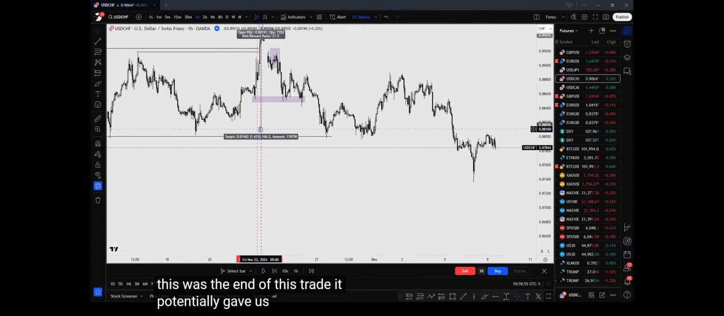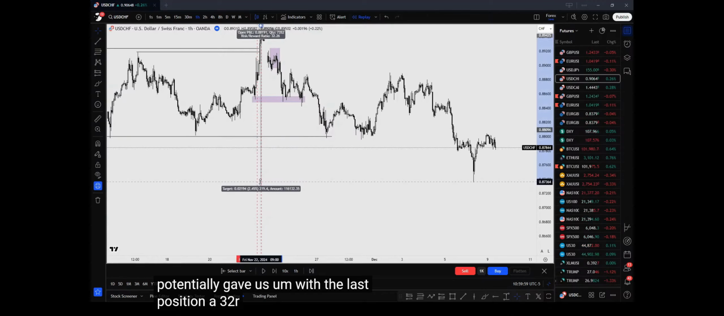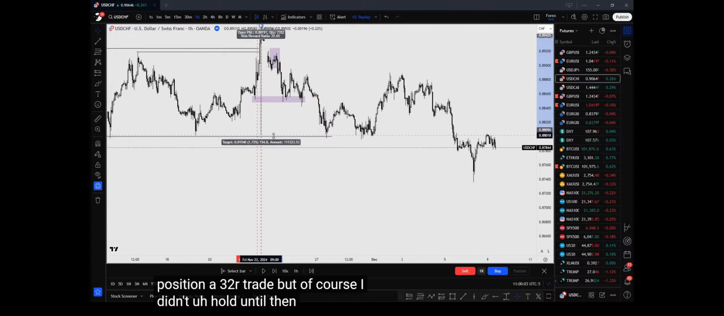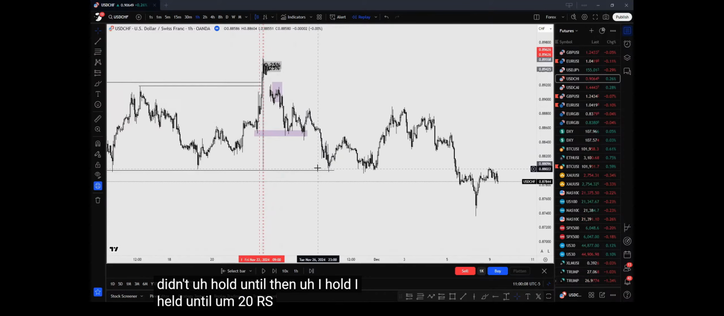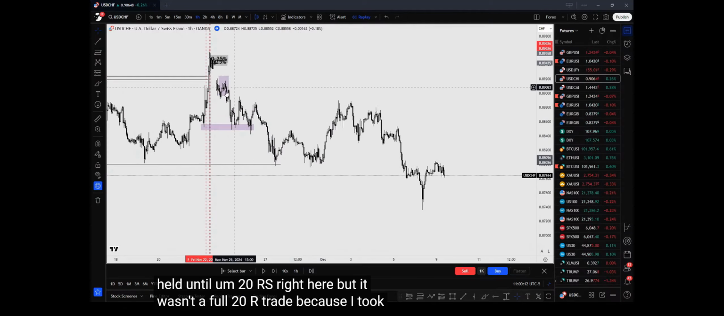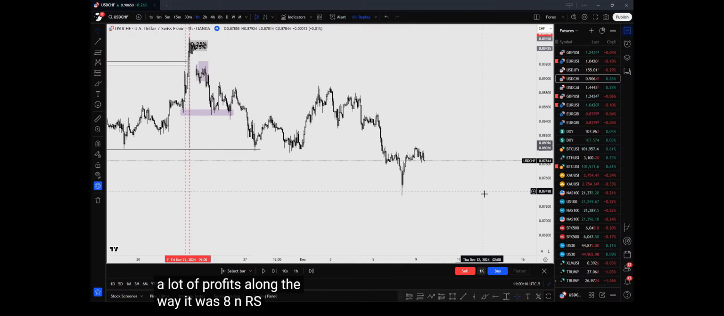It potentially gave us, with the last position, a 32R trade, but of course, I don't hold until then. I held until 20 Rs right here, but it wasn't a full 20R trade because I took a lot of profits along the way. It was 8 to 9 Rs in total.